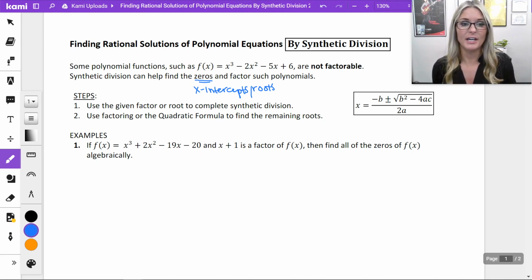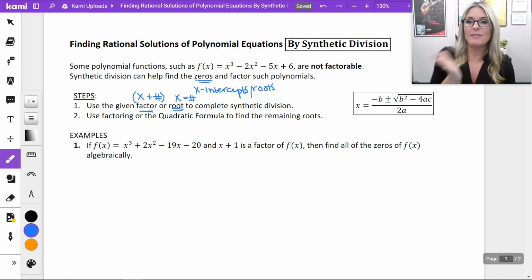Our steps listed here: we're going to use that given factor. Now, there's 2 ways they might give it to us: as a factor, which might be x plus or minus the number in those parentheses. That's a factor. Or they might give us the root, which is going to be x equals the number. Remember, that's going to be inverse there. So if I have x plus 3 as my factor, my root would be negative 3. And so those are 2 different ways we'll get that information to complete our synthetic division.